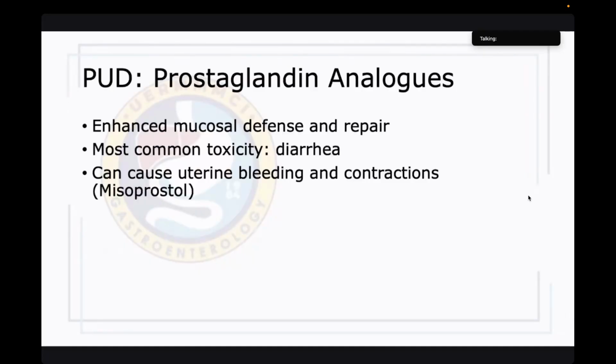The most common toxicity known is diarrhea, but the other major toxicity includes uterine bleeding and contractions. So this is contraindicated in women who may be pregnant or those who want to get pregnant. In fact, this complication is the reason why this drug has been under regulation. It has been abused by some individuals who use them for abortion.